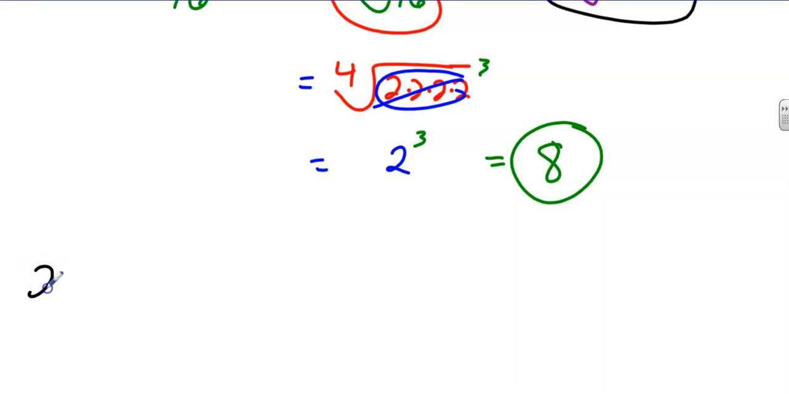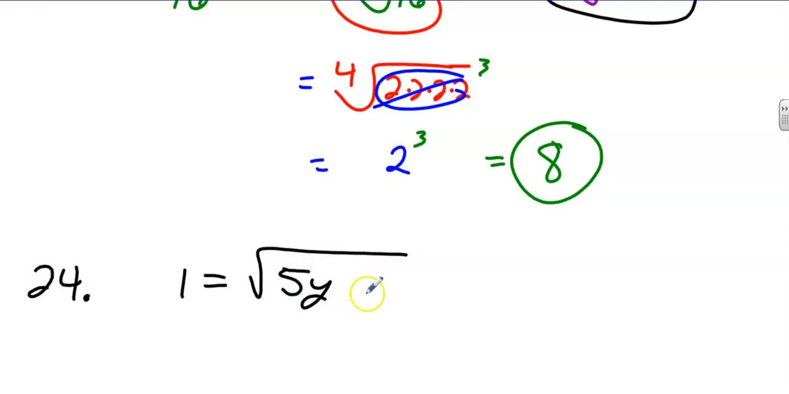All right, 24. Another solving equation, but this one's a little bit different, because this one we have a square root instead of having x squared. All the other problems we had x squared, this time we have square roots.